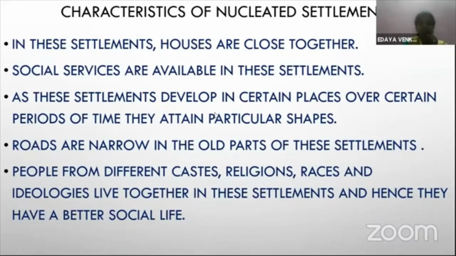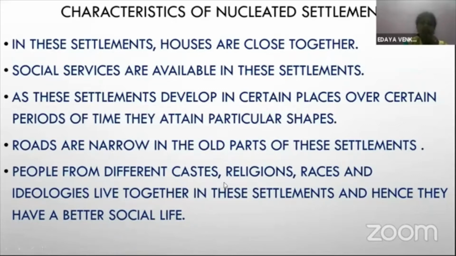As these settlements develop in certain places over a period of time, they attain a particular shape. These settlements develop in a particular place for a particular period of time, so they attain a particular shape. We can't judge which shape it will develop into. Roads are narrow in the old parts of the settlement. We can see that in old settlements the roads are narrow.